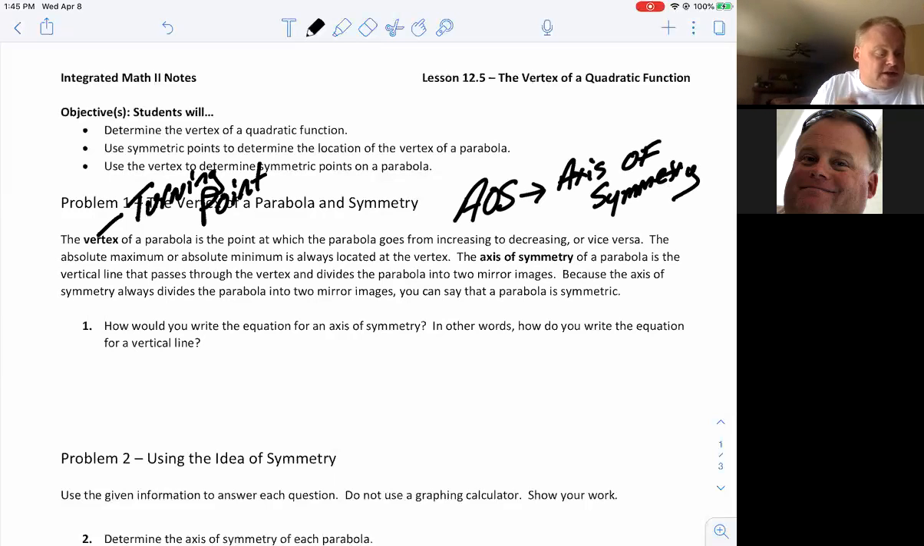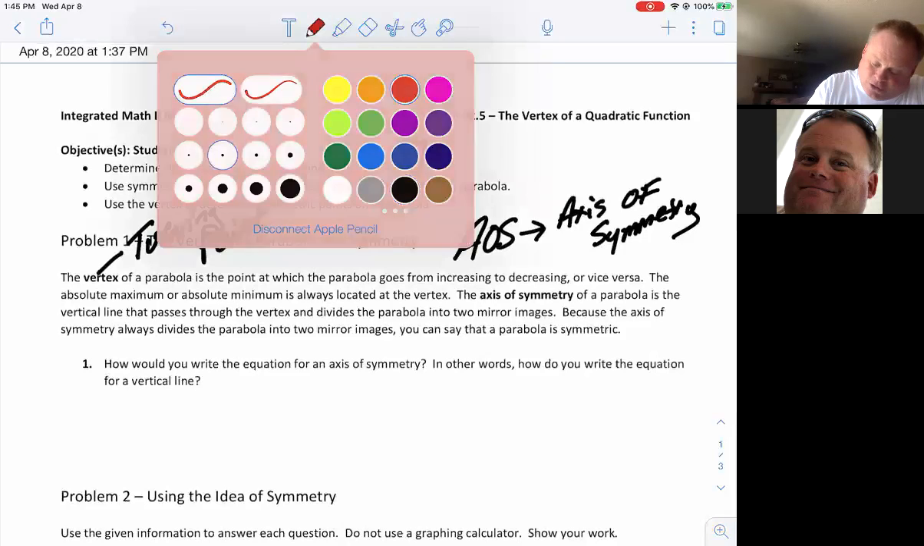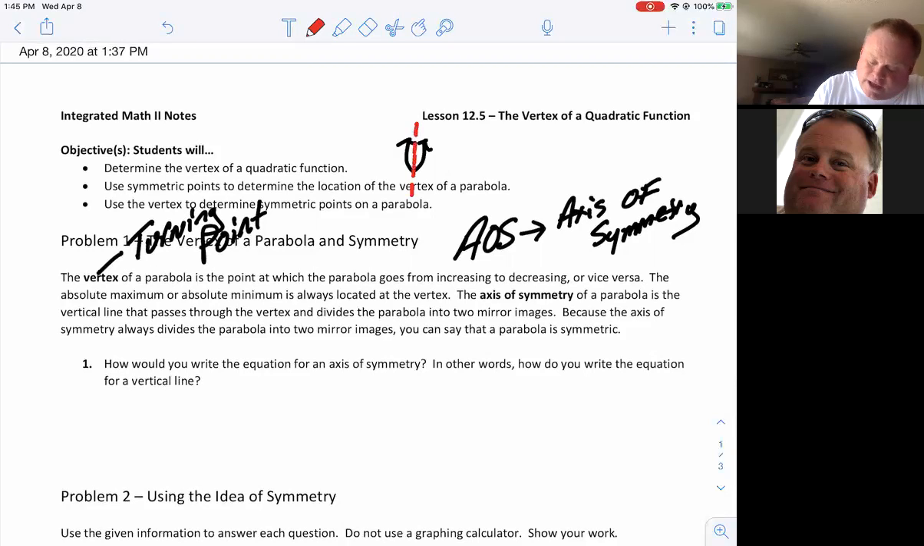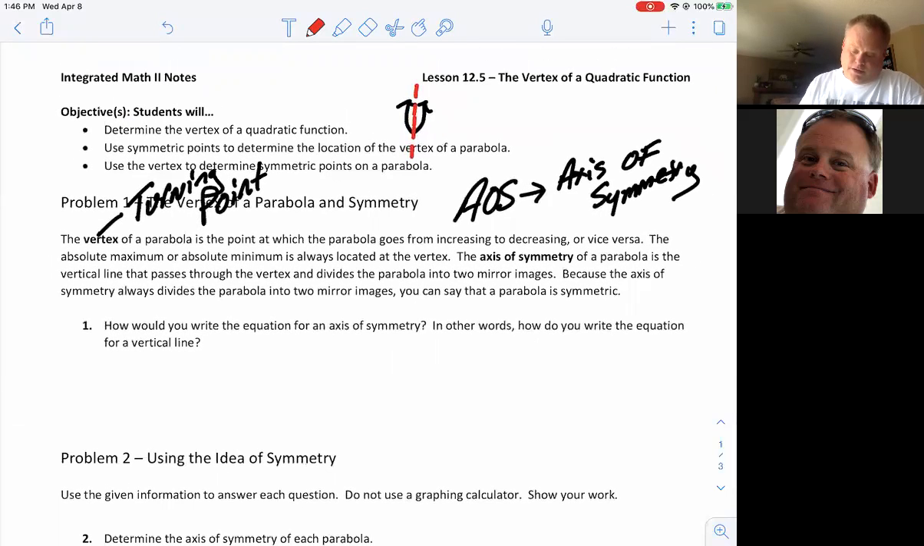When I draw my parabola, my axis of symmetry is going to be the vertical line that goes right through that parabola and cuts it in half. It allows it to fold right on top of itself. If you think about my two hands being either side of the parabola, and I folded that parabola onto itself, every point would be exactly the same. Because the axis of symmetry always divides the parabola into two mirror images, you can say that a parabola is symmetric. We know that already.